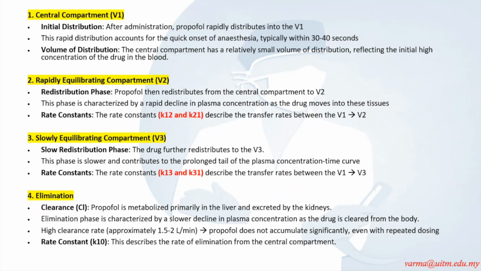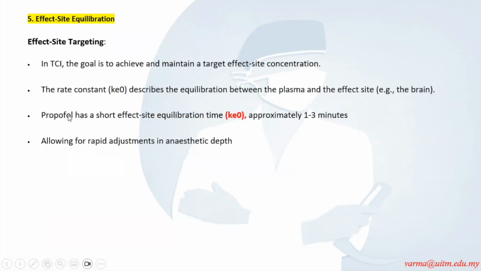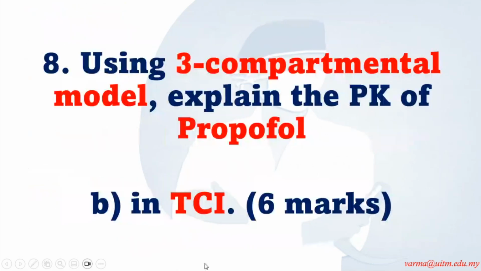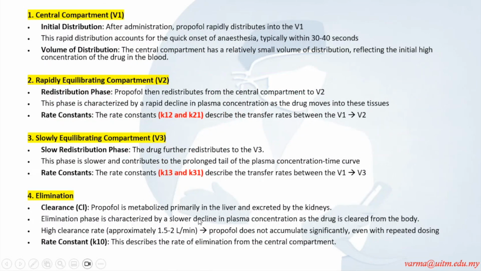Okay, you're going to draw the same squares, you're going to label it with the Ke0 for the brain, effect site, and then you're going to write the same thing. This is what you're going to write. Again, in TCI, effect site targeting, so you're going to talk about Ke0. We talked about it earlier. Exactly the same answer template for this question. But here it is 6 marks, so you're going to write all this, and then you have to draw. Okay, 6 marks.